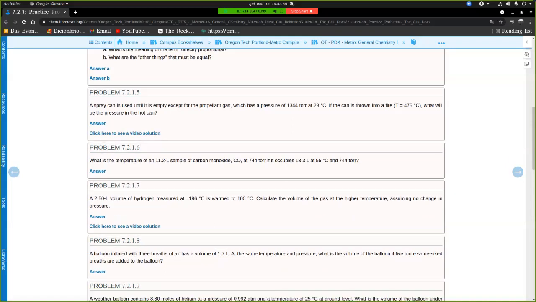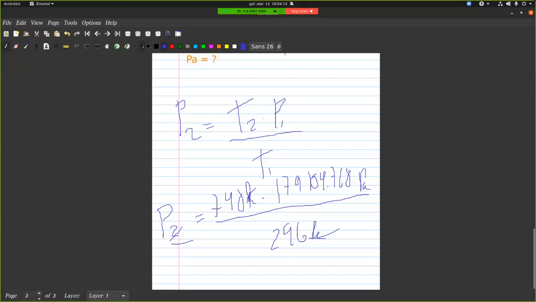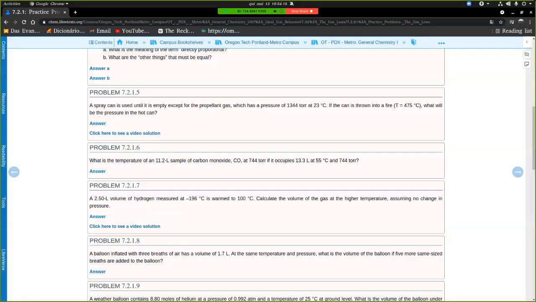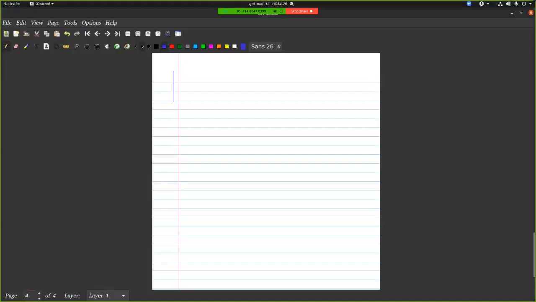What is the temperature of a 111.2 liter sample of carbon monoxide, CO, at 744 torr if it occupies 13.3 liters at 55 degrees and 744 torr? Okay, let's see. We know that P1V1 over T1 is equal to P2V2 over T2.